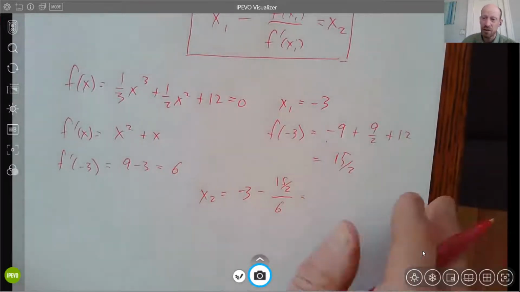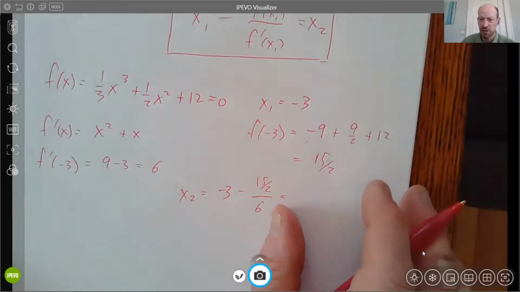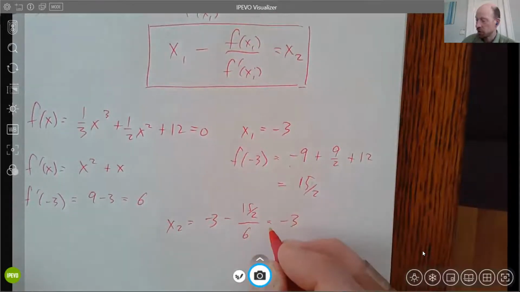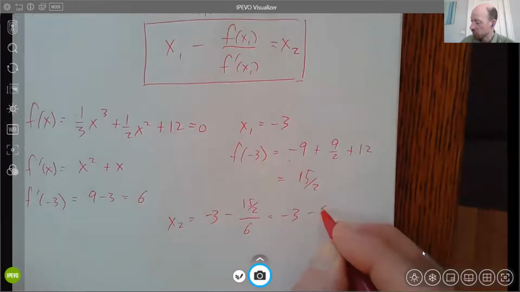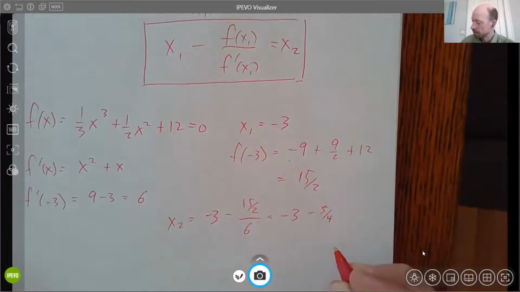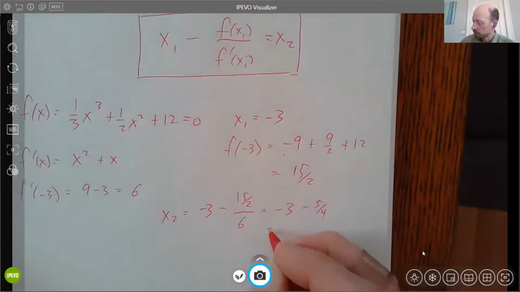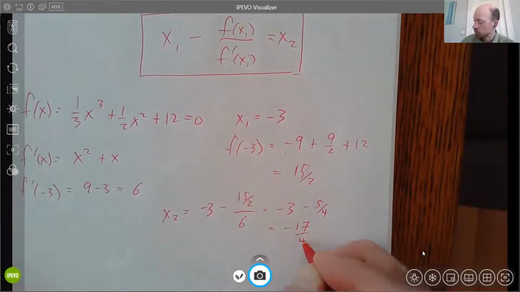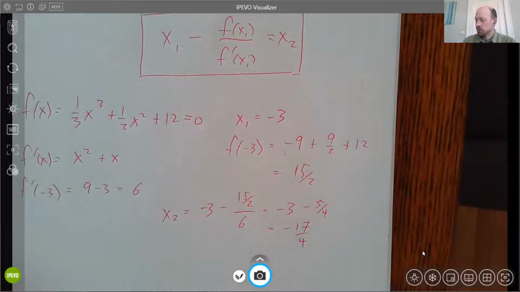And these are calculator questions. There's no need to do these by hand. You're not gaining anything by trying to do the calculations. But what do you get? -3 minus 5/4, which is what? Minus 17/4. So 4 and a quarter.